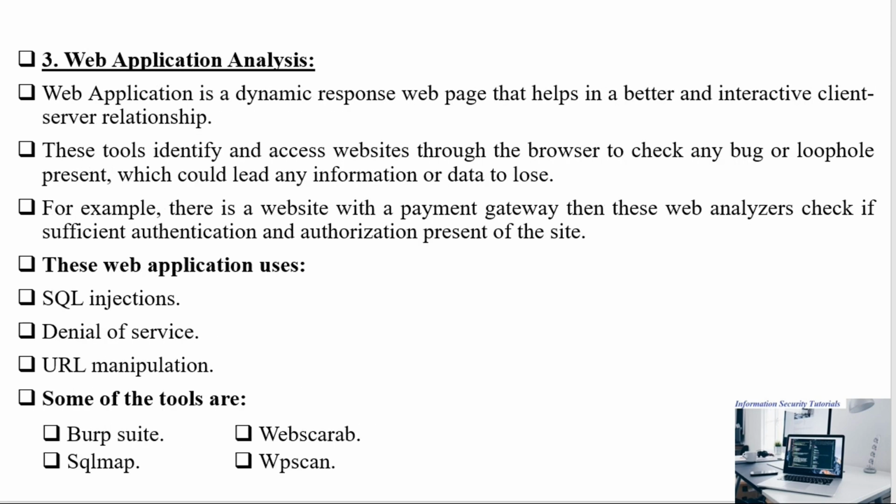There are some tools for web application analysis. A web application is a dynamic response web page that helps in a better and interactive client-server relationship. These tools identify and access websites through the browser to check any bug or loophole present, which could lead any information or data to be lost. For example, if there is a website with a payment gateway, then these web analyzers check if sufficient authentication and authorization are present on the site. These web application attacks use: SQL injections, denial of service, URL manipulation. Some of the tools are Burp Suite, SQLmap.